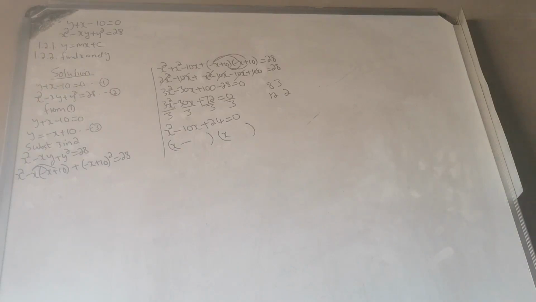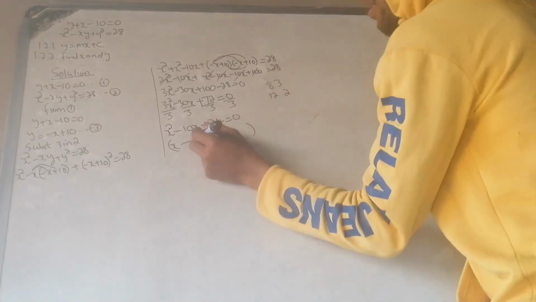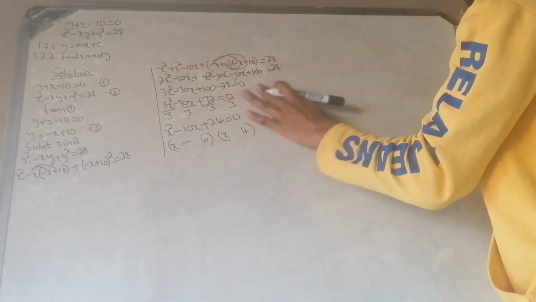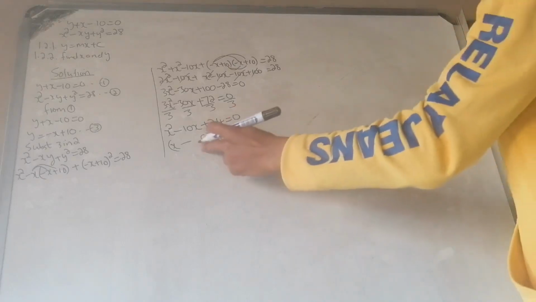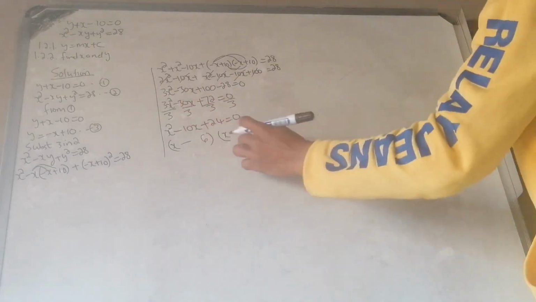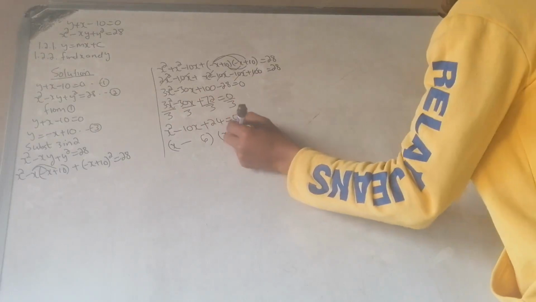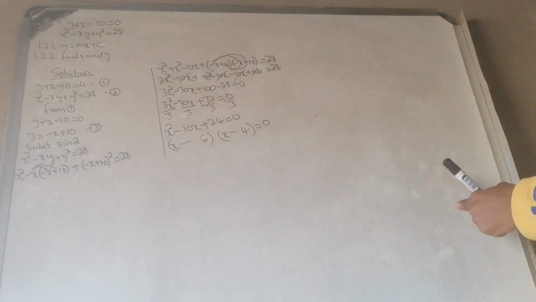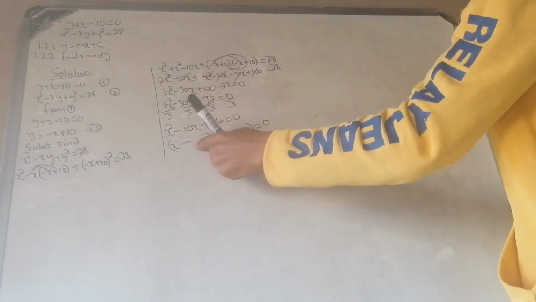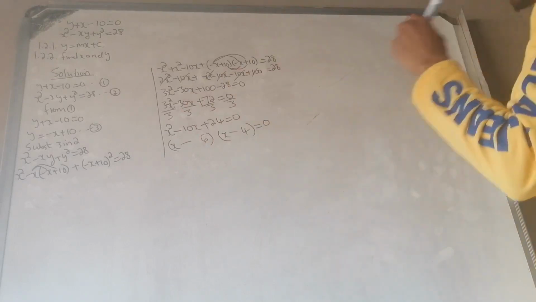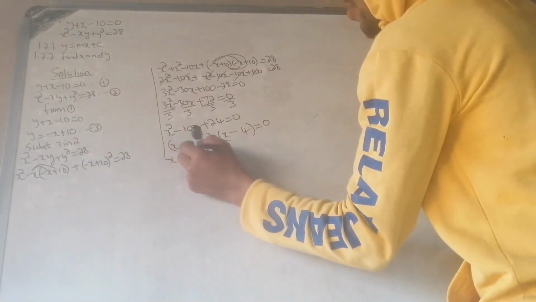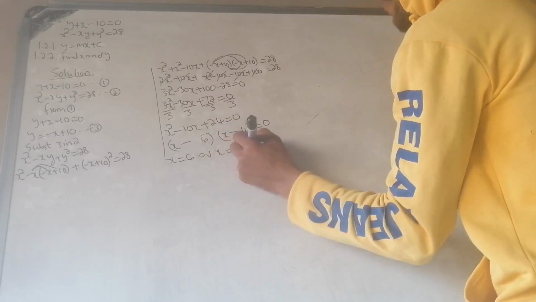6 and 4. Yes, 6 and 4. And then the bigger number takes the sign of the middle term. When I multiply them, I should get positive, so this must also be negative. Negative by negative, positive, minus 6 minus 4 is minus 10. Good. Therefore, x equals 6 or x equals 4.